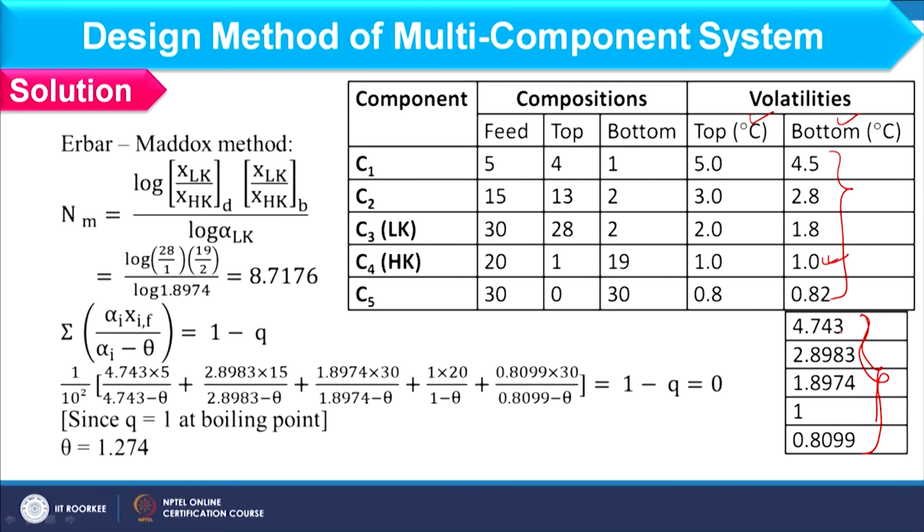So, these values are already available to you, and now we consider the Erbar-Maddox method. First of all we will find the minimum number of trays, that is Nm, and this is the expression. You can see we have to focus on this condition. So, x Lk in distillate is basically 28, and that is heavy key in distillate, so that should be 1. That you can consider over here. Lk at bottom is basically 2 divided by 19. Here you can consider this is basically H and this is L.